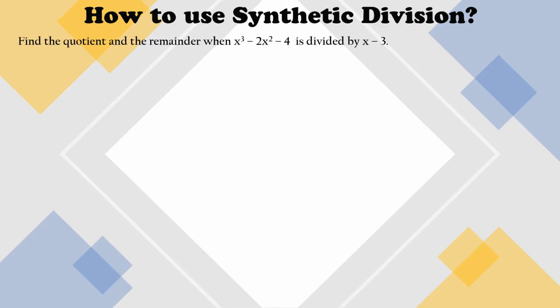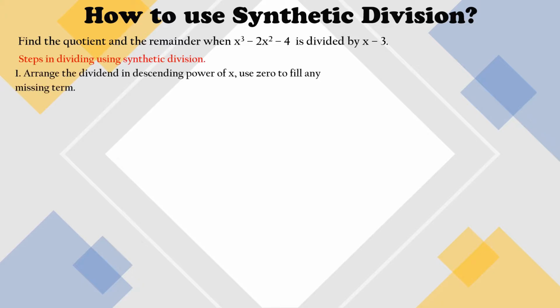Let's say you want to divide the same polynomials in our review, but this time we're going to divide it using synthetic division. So here are the steps in dividing using synthetic division. Step 1, arrange the dividend in descending power of x and use 0 to fill any missing term. So for this one, we're going to have x cubed minus 2x squared plus 0x minus 4.